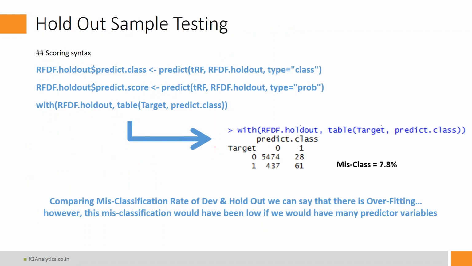And obviously, once you have built a model and tested it on the development sample, you have to test it on the holdout. When you see the performance measures on the holdout, if they deviate by more than 10%, you should not take that model forward. You should try to rectify that model.